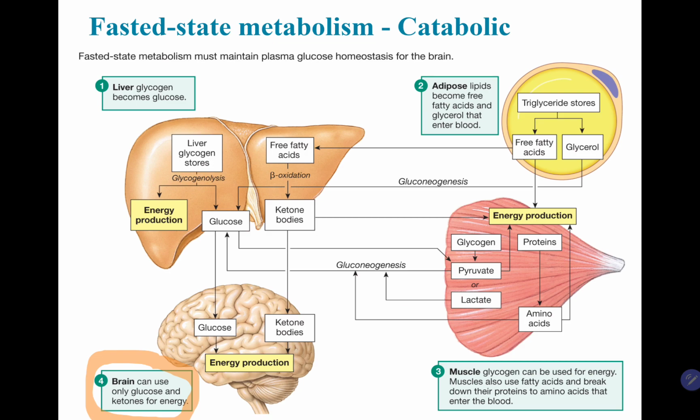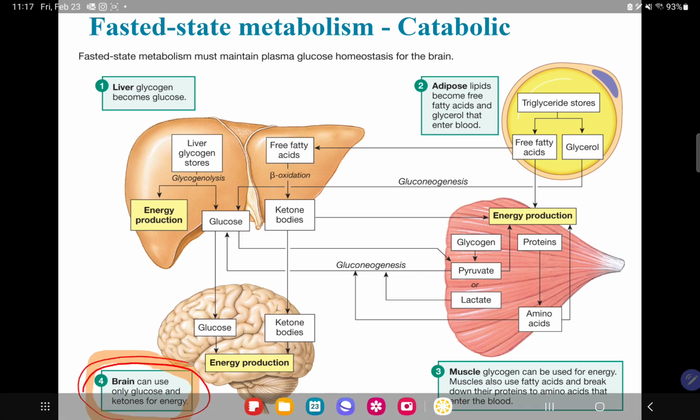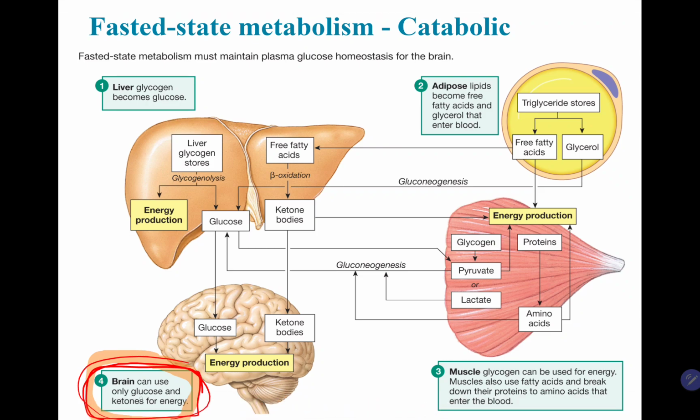The brain, focus on the brain here. The brain can use both glucose and ketones for energy. Can't use anything else, but it can use glucose and ketones for energy. The brain specifically is so hungry for glucose that it's going to use 50% of the body's glucose. Okay.